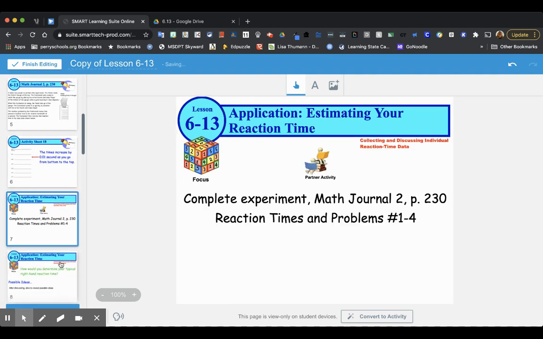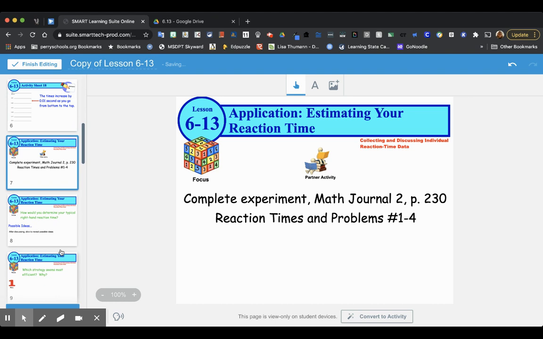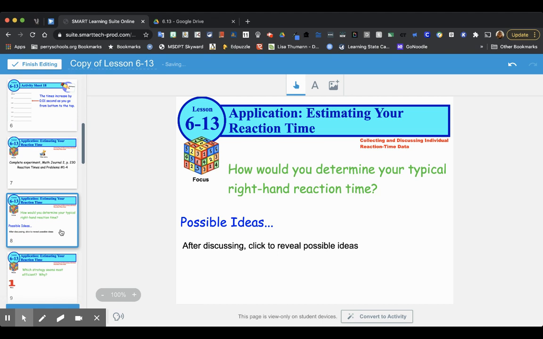So you're going to complete this experiment and turn to page 230 and respond to problems 1 through 4 about reaction times. Hopefully you've paused your video at this time and you've done some experimenting. How would you determine your typical right hand reaction time? What do you think you would do there? Think about that. Reflect.